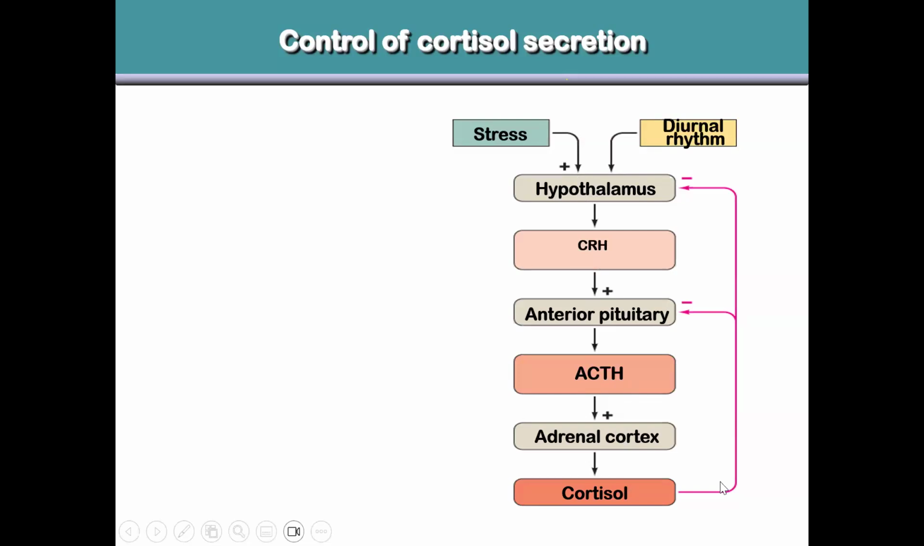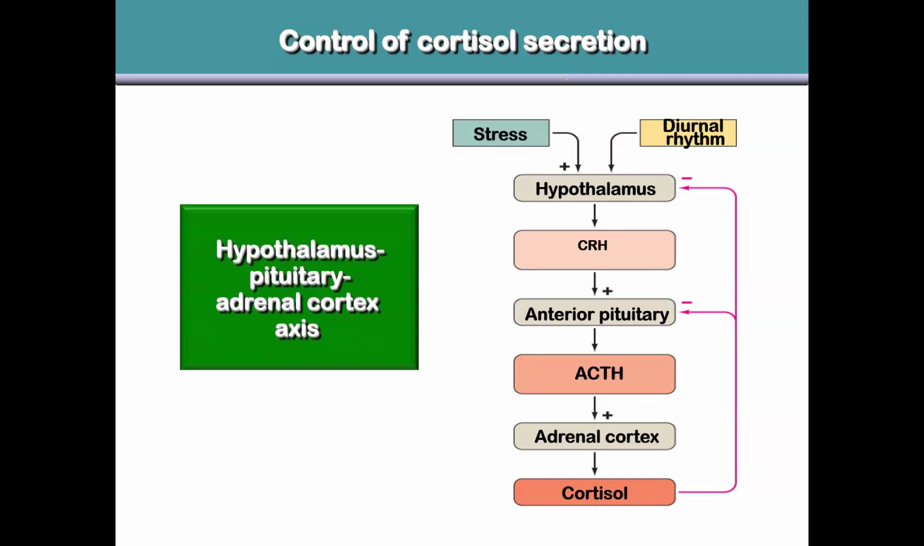Now when the amount of cortisol increases, it will inhibit the anterior pituitary as well as the hypothalamus. So the secretion of CRH and ACTH both will decrease. So this is how the cortisol levels are regulated in our body. This is called the hypothalamo-pituitary adrenal axis.